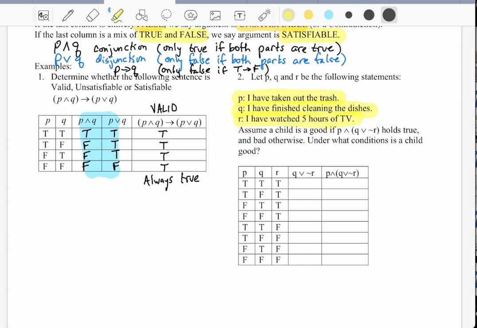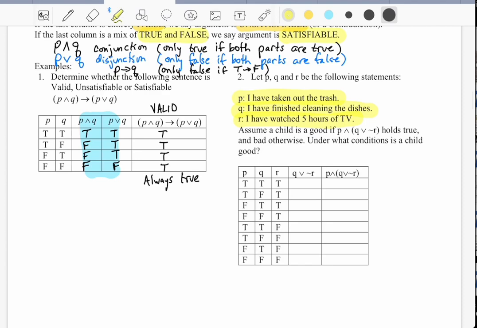And we would want to know under what conditions is a child good. So if the first two sound like chores, and the last one sounds like a reward, something reasonable would be, okay, you got to take out the trash, you got to do all the dishes, and then you can watch TV. I don't think there's ever a circumstance where I told my kid, specifically, you can watch 5 hours of TV. That seems like a little much, but that's the blurb here.